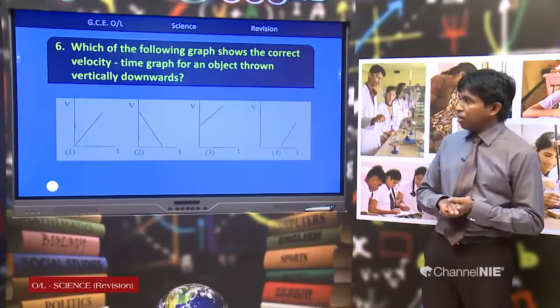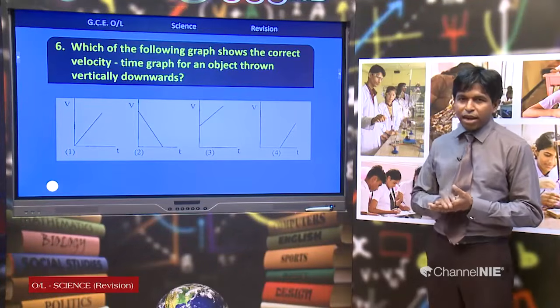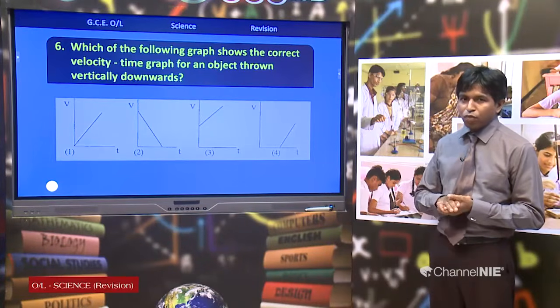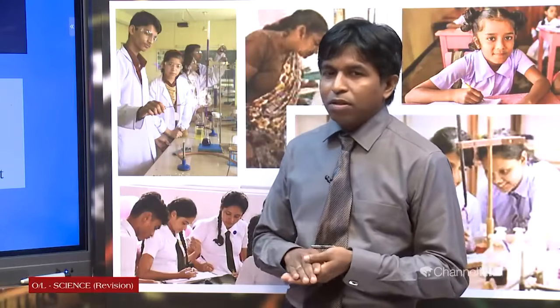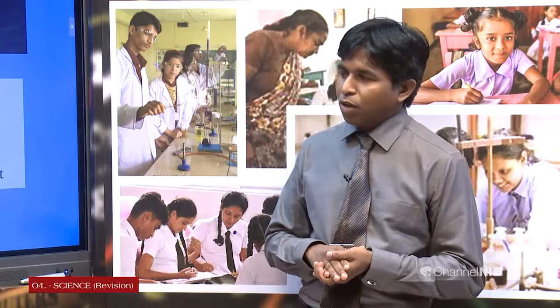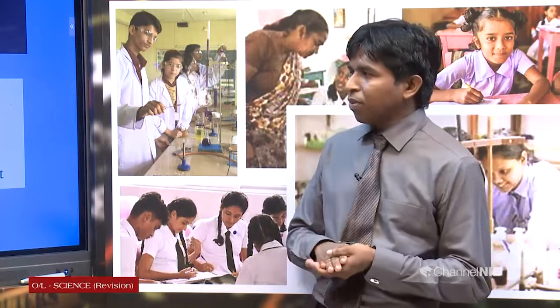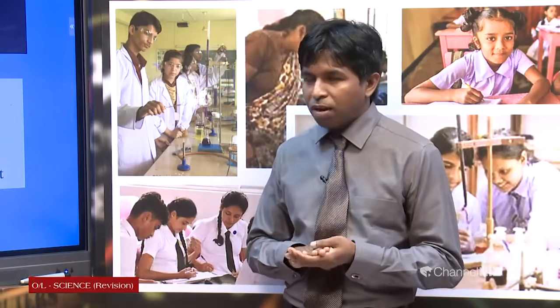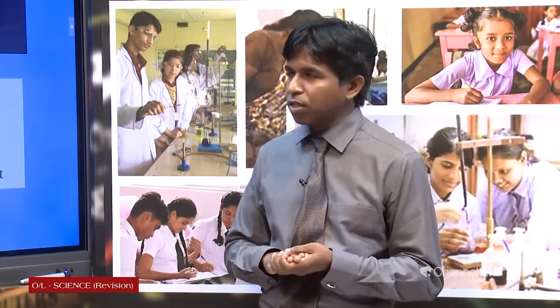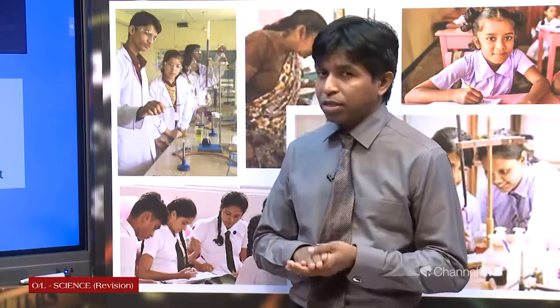So you have to underline thrown vertically down. You are projecting it, so you give an initial velocity. If you throw something downwards at 10 meters per second, then you have to start the graph at 10 meters per second, not from 0. So you can see, out of the 4 graphs, there are 2 conditions before you select the correct answer. Number 1, the graph should not start from 0 because it is thrown or projected down.